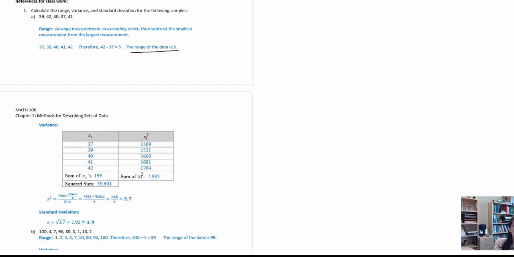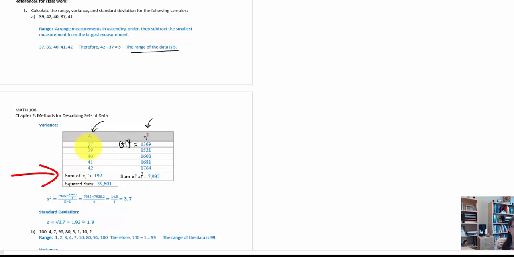Next, we will arrange these values into a table. Each measurement is considered to be my x value. So I've kept them in order from smallest to largest, 37 to 42. And in the second column, I'm squaring the measurement. So 37 squared is where 1,369 comes from. So I'm taking 37 and squaring that value, and that's what equals 1,369. So I will do that for each measurement. Finally, 42 squared, the result is 1,764.